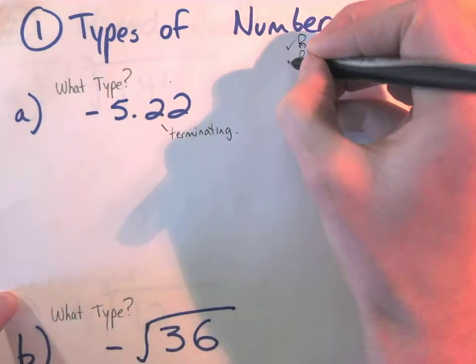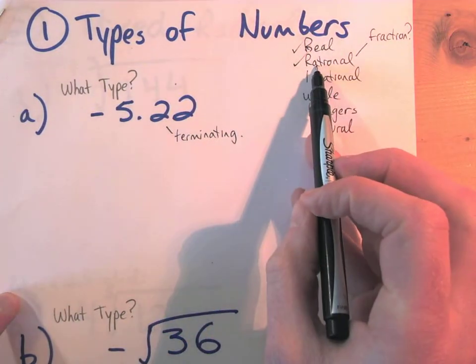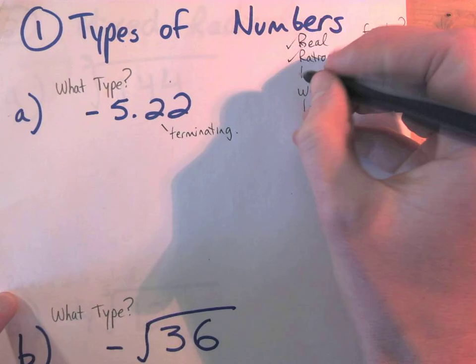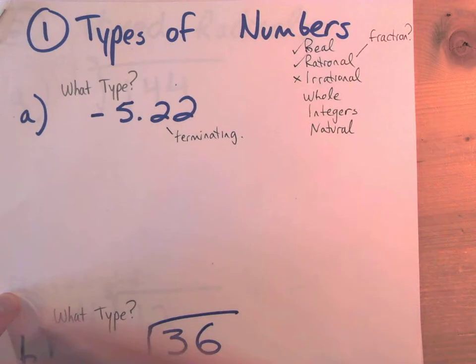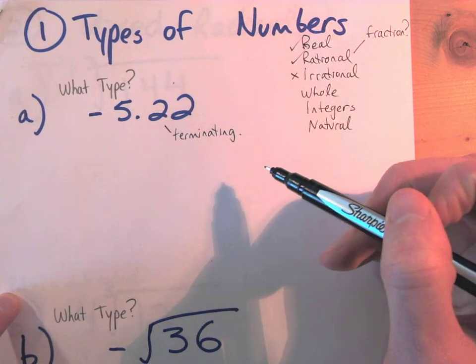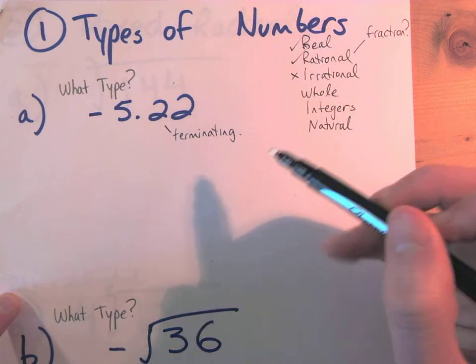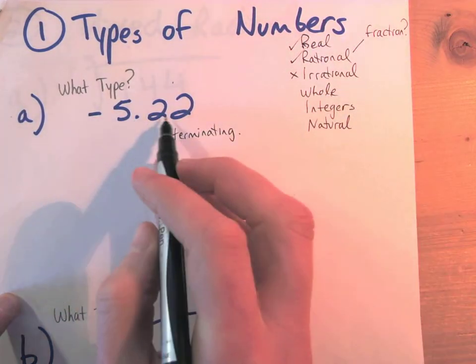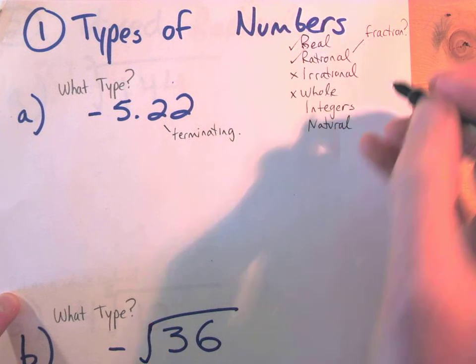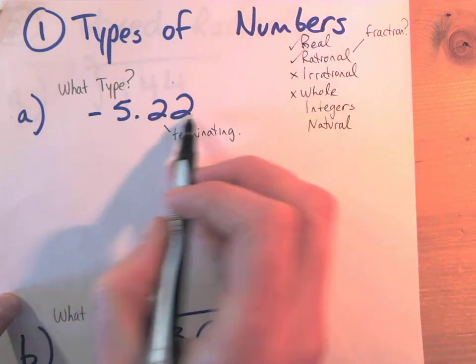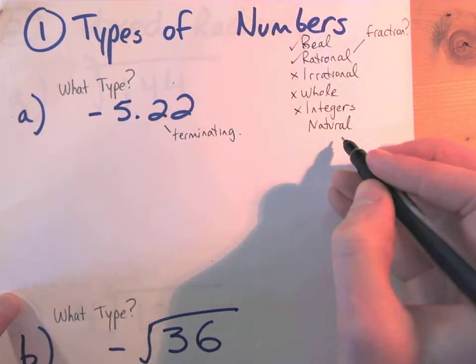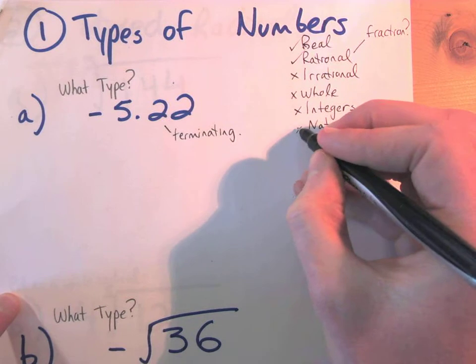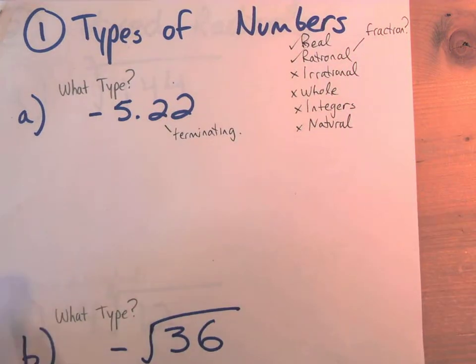So this one is not irrational. If something is rational, it can't be irrational. Irrational numbers are like pi, or ones that don't terminate and seem random. Is it a whole number? No, it has a decimal and numbers after, so it's not. Is it an integer? No, because of the decimal as well. Is it a natural number? No, it's not even positive, so it's not. So it's just those two.